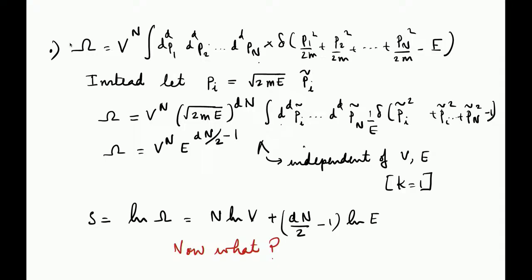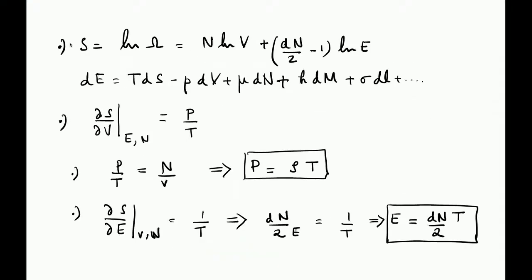Then what do I do with that? Now, I go back to my fundamental relations of thermodynamics, this equation: dE is TdS minus PdV plus mu dN plus HdM. And I look at this expression and ask, if I do del S by del V at constant energy and constant number of particles, then I get P by T. That is 1. I know my expression for entropy, S is N log V, so I differentiate with respect to volume and I get N by V. So, that is my P equal to rho T, which is my ideal gas equation of state.